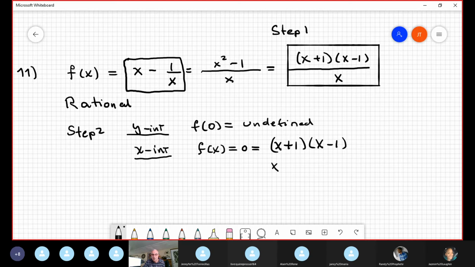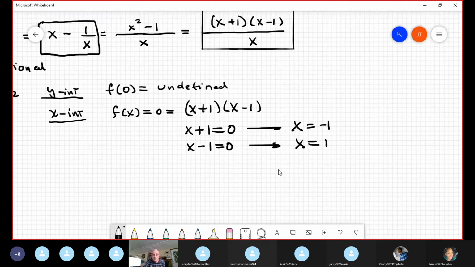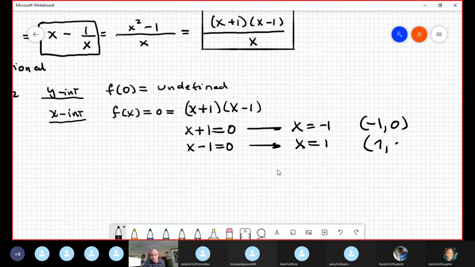So it's obvious that x plus 1 equals 0, x equals minus 1, and x minus 1 equals 0, x equals positive 1. But we discover that this graph has no y-intercept, however, contains two x-intercepts, at negative 1, 0 and positive 1, 0.